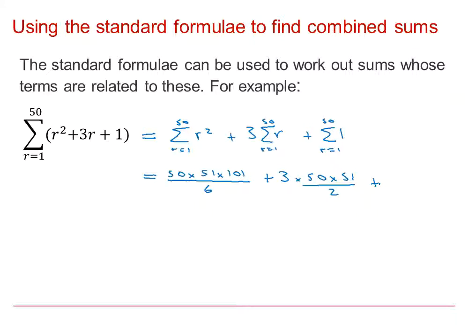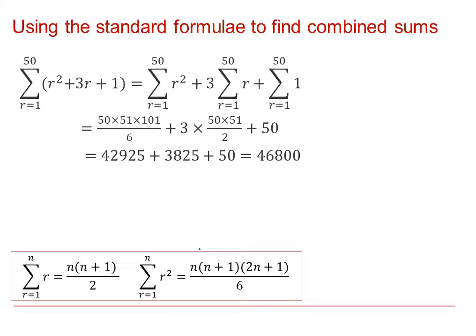So that's like having 1 add 1 add 1 add 1 add 1 50 times. So 50 times 1, we'll end up with 50. We can now work these out. This one will be 42,925. This one is 3,825, and of course the 50 at the end. And when we add all that up, we get 46,800, as we can see there.